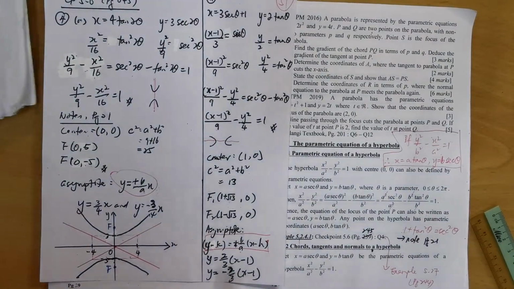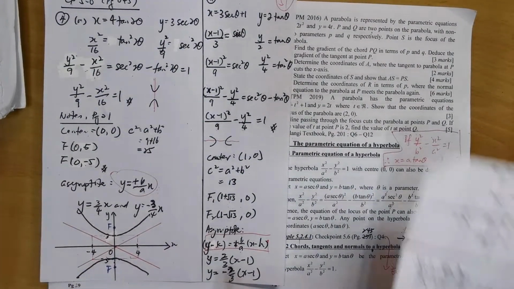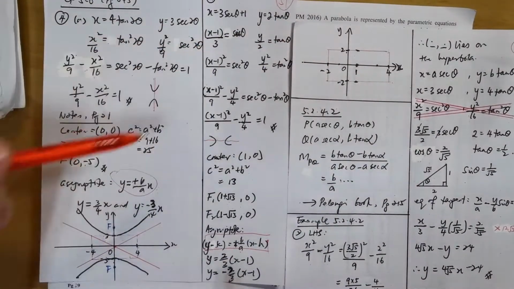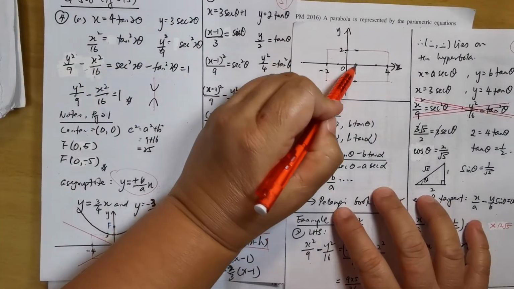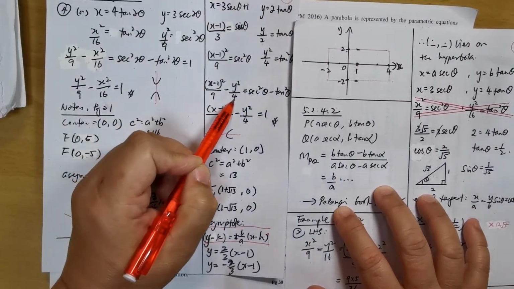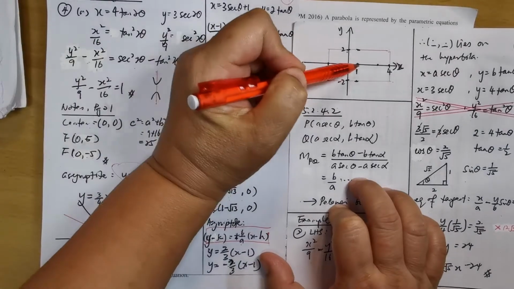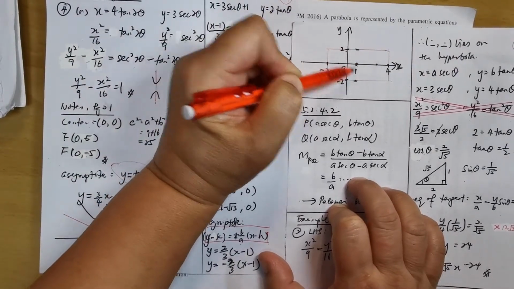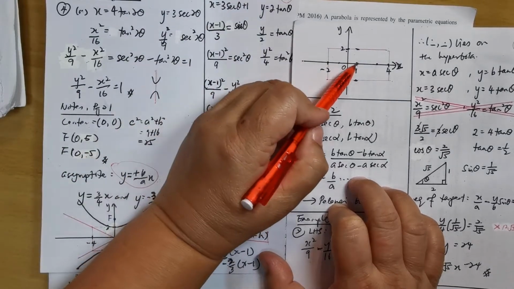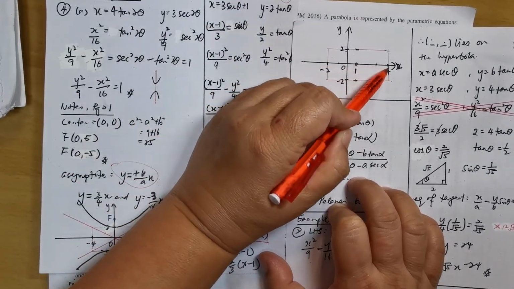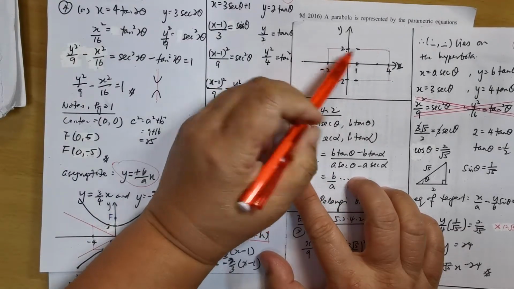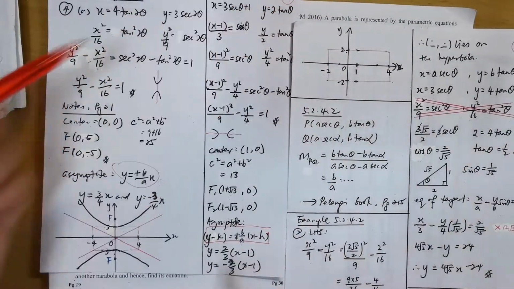Okay, then next, the diagram. Sketch the graph. Same as before, we label the axes. The center is (1, 0). b is 2, so from the center, 2 units up and 2 units down. Then a is 3, so from the center, 3 units right, so 4, and 3 units left, so negative 2. Okay? So we draw the rectangle.